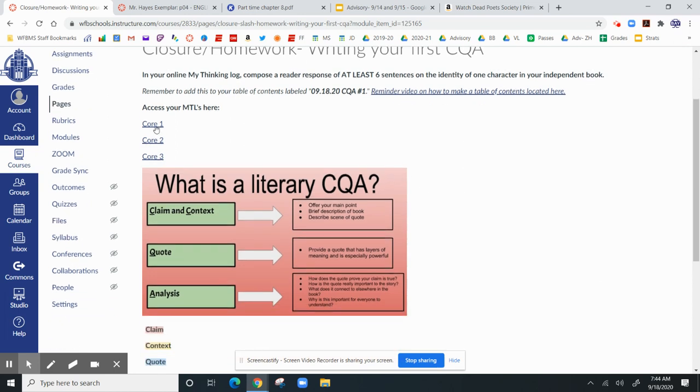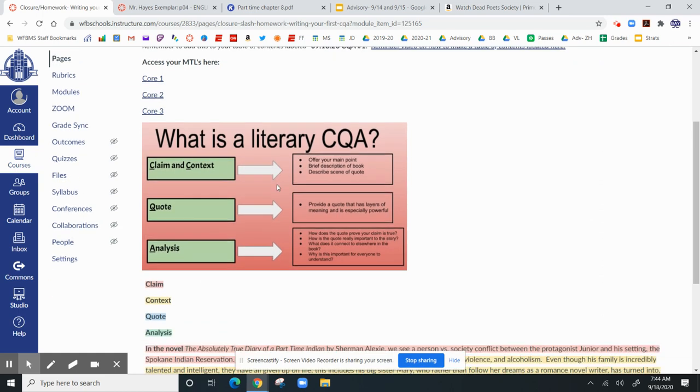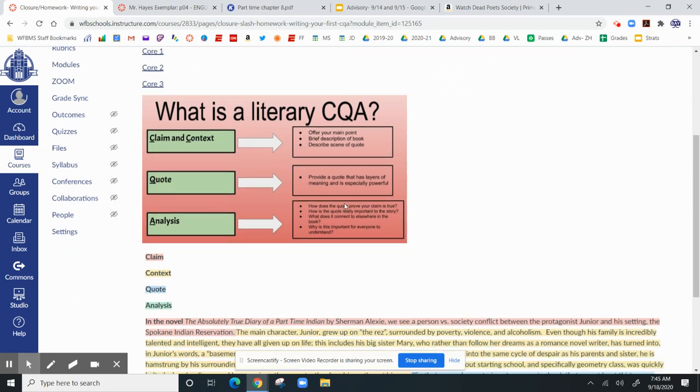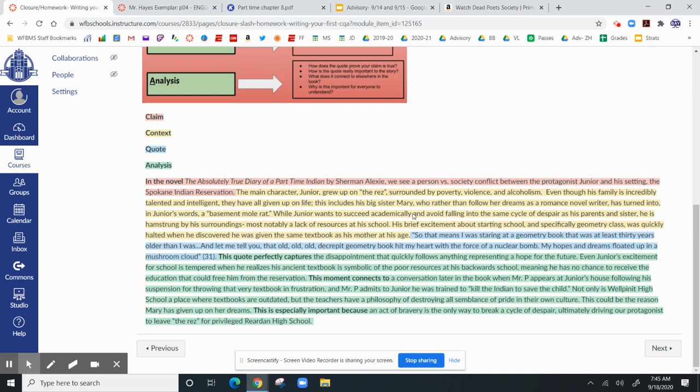But here on this page, you're going to see a link to access your My Thinking Logs. This is how you label your first CQA in your table of contents. And then down here, I have both the glue-in, it was a glue-in last year, I'm still trying to get that out of my vocabulary, the slide here that will help you with the parts, and then my example down here as well.